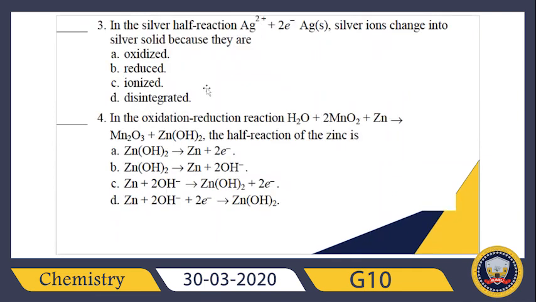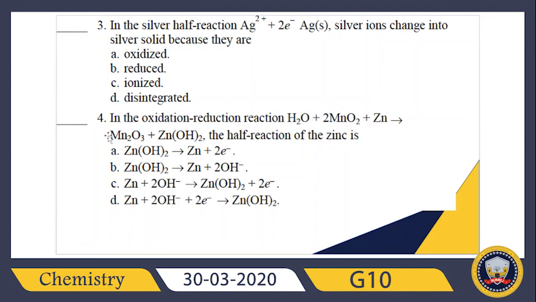Question 3. In the silver half reaction you see here, this one yields Ag solid. They forgot the arrow. Silver ions change into silver solid, so what happens? Imagine there is an arrow here, yielding Ag solid. So what happens here? Gaining of electrons. So it is reduction. So the silver ions are reduced. So the answer is B.